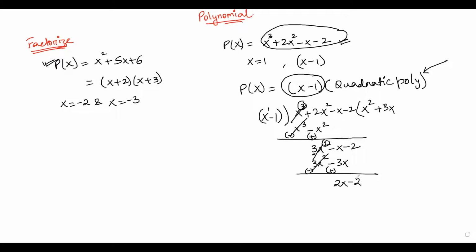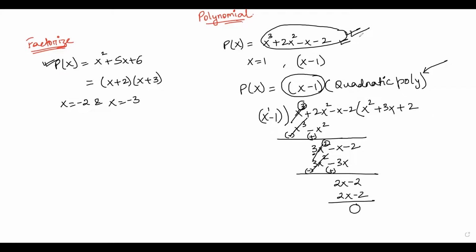So 2x minus 2, and we have here x minus 1. If we multiply this x minus 1 by 2, this would be 2x minus 2. And if we subtract this, there won't be any remainder. So this would be 0. So when we divide this cubic polynomial by this factor x minus 1, the quotient would be x square plus 3x plus 2.